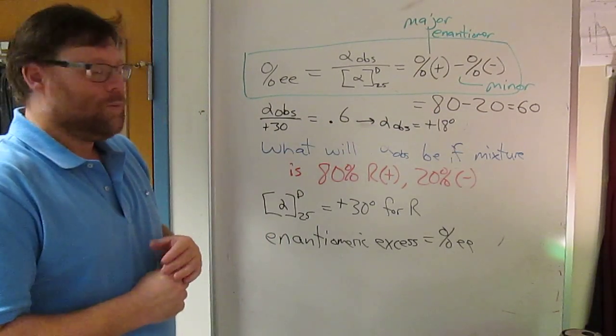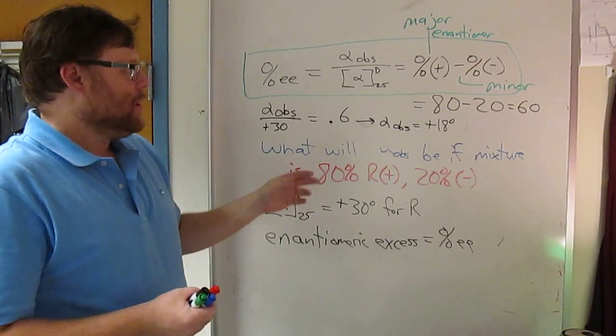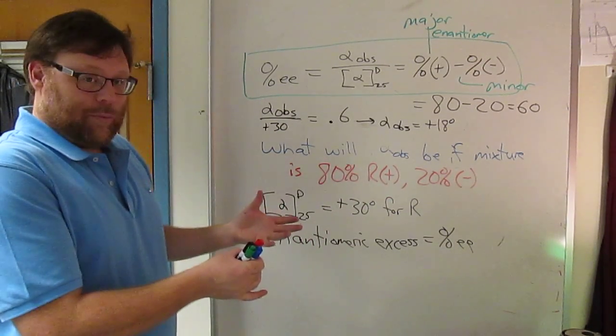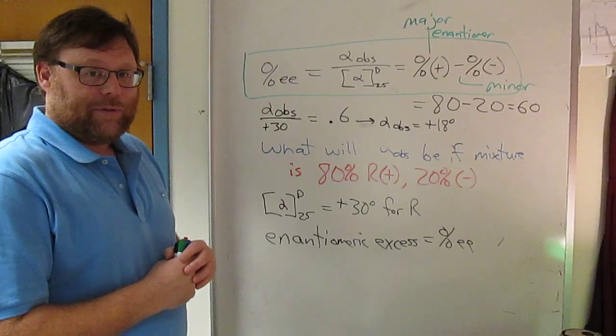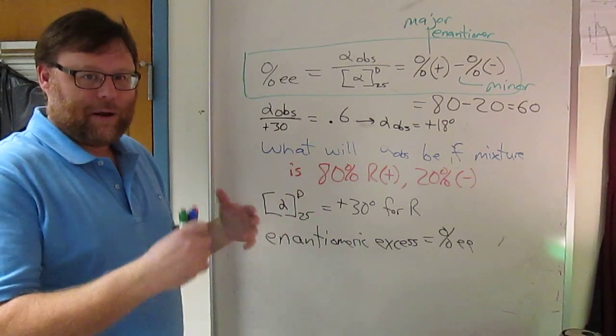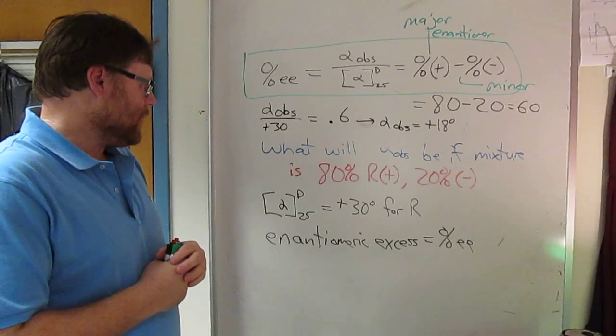What happens if you have a complex mixture? So say it's 80% R, 20% S of 2-butanol, but you also have other chiral molecules in there. What would the observed rotation be? The answer is you can't actually know without knowing the other rotations of the other molecules.